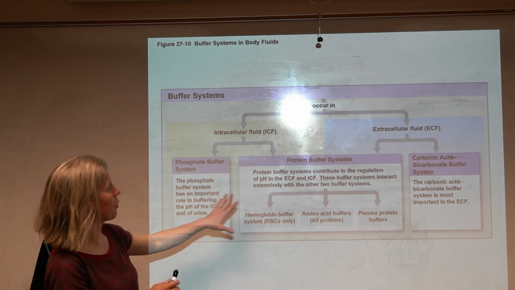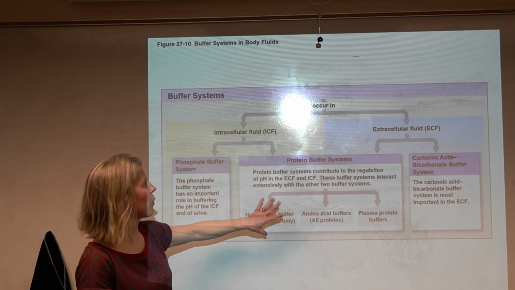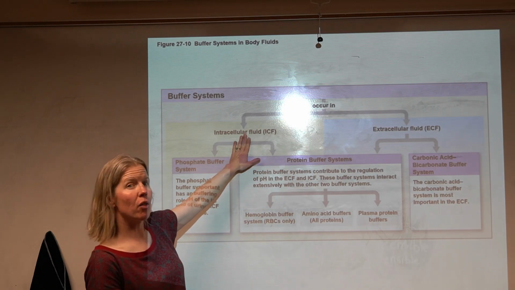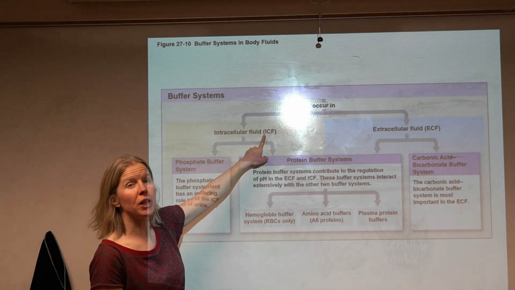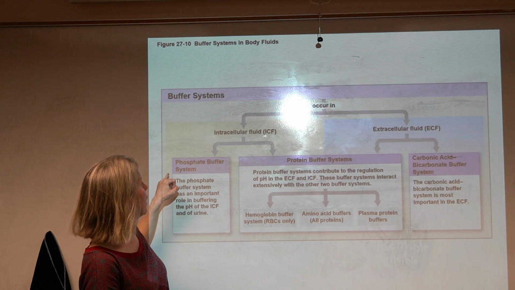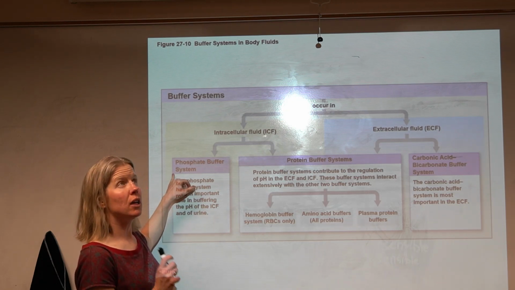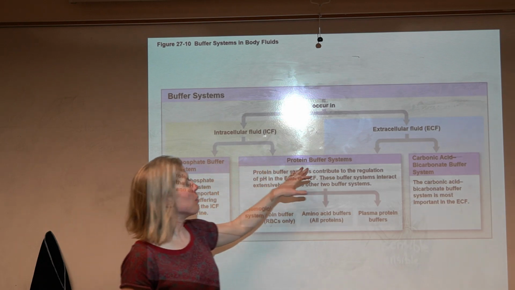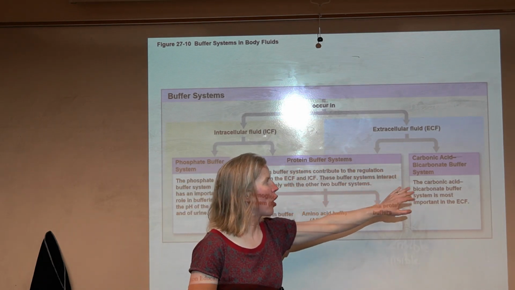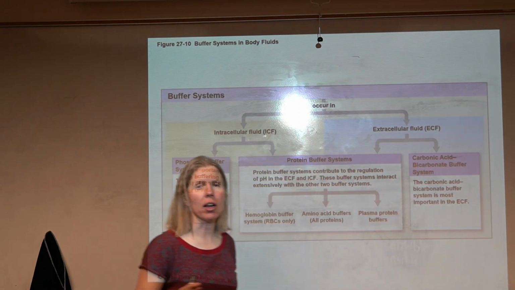Now, there's a few different ones. Let's start here in the middle with these protein buffers. They're pointing out the difference here. Some of these really only work in the intracellular fluid, like the phosphate buffer system works in the ICF and also actually in the urine. Protein buffers work in both, and then carbonic acid is all extracellular fluid.